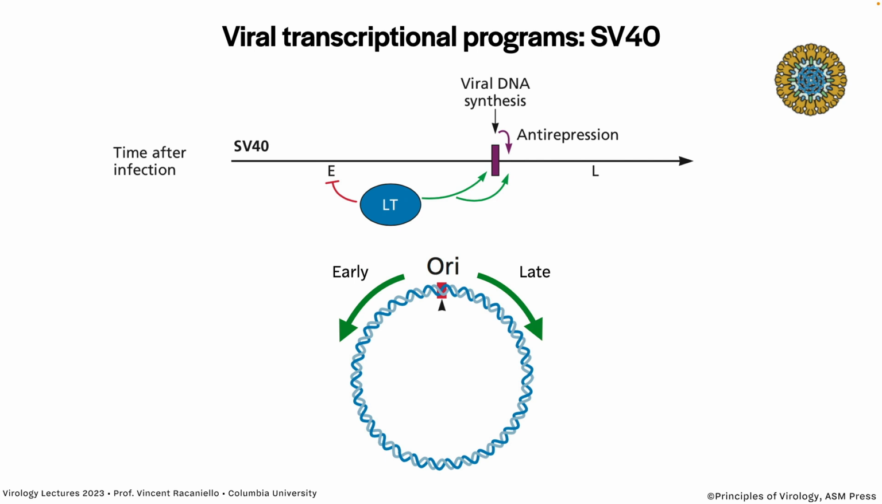So let's start with the simple virus, SV40, which is a polyoma virus, double-stranded circular DNA. It has an ORI, which is an origin of replication. That's for DNA synthesis. We'll see what that does next time. But there are essentially two promoters in this DNA. There's an early and a late promoter going in opposite directions from basically the origin. The promoters are at the origin or very close to the origin.